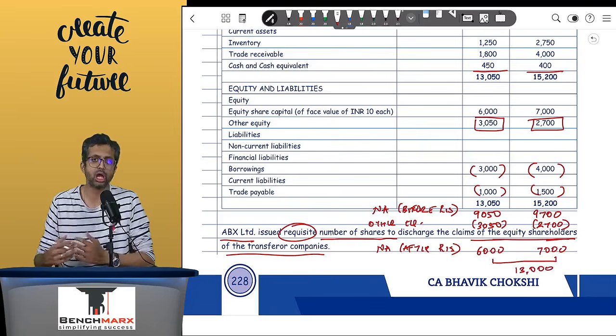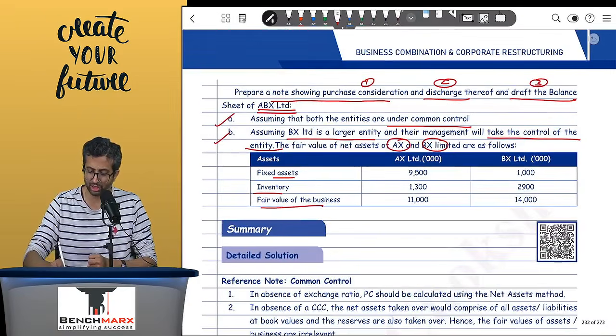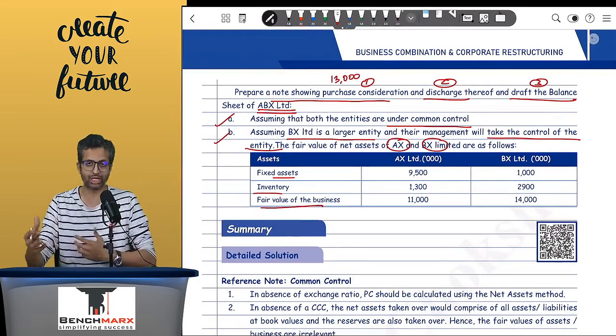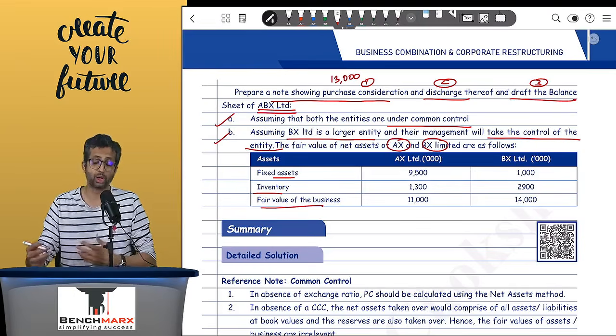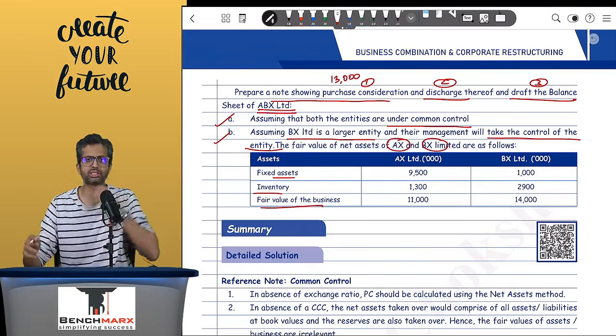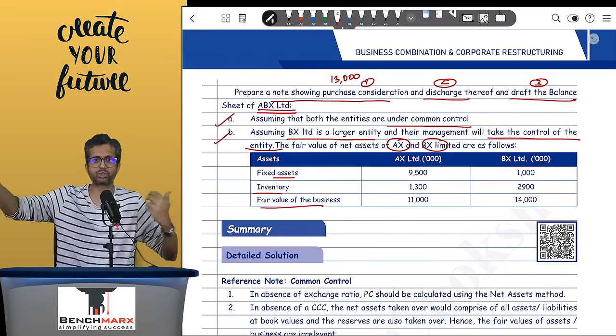Now the question says determine a note showing the purchase consideration. The institute also rightly says that the purchase consideration in the first part will be 13,000 to be paid for A and B combined, but then the discharge thereof. Now how will you discharge? To whom will you discharge? Well, a student naturally answers that, okay, 6,000 will be given to the shareholders of A and 7,000 will be given to the shareholders of B.